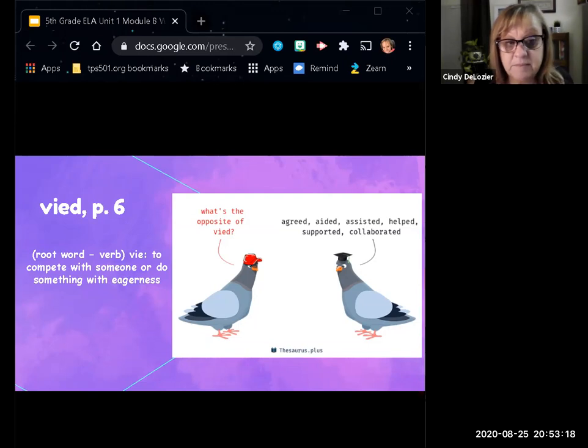Well, let's look at this. It has several definitions. Let's look at our definitions. The word vie is a root word that is a verb, and it means to compete. By dropping the silent E and adding ED, we change the word to past tense, which would also change the definition to past tense, meaning already have competed. As we read the text, let's watch for who was vying for what.